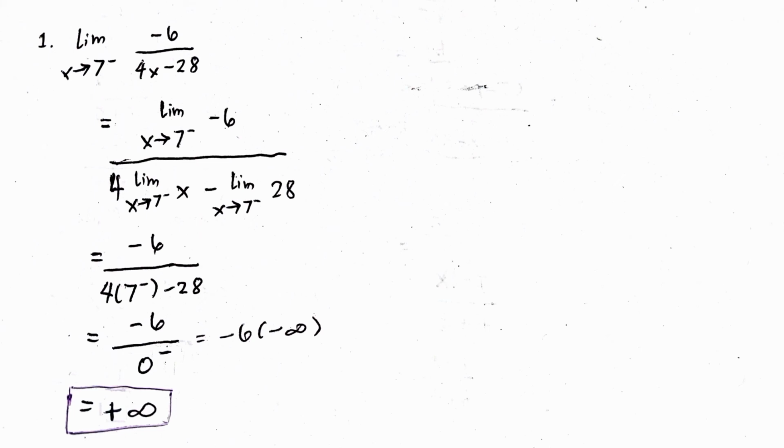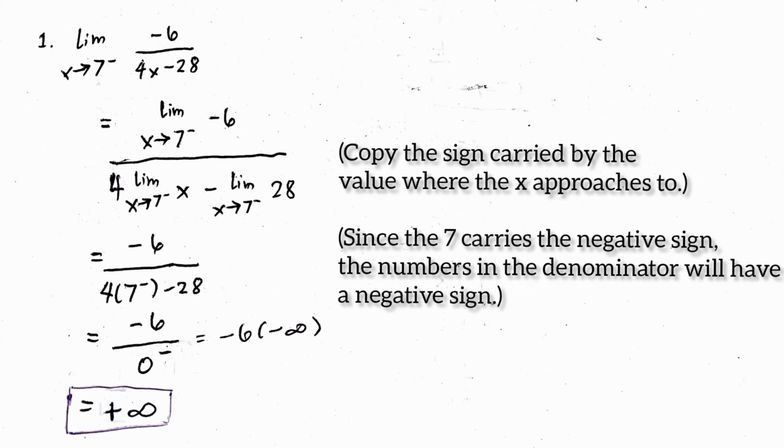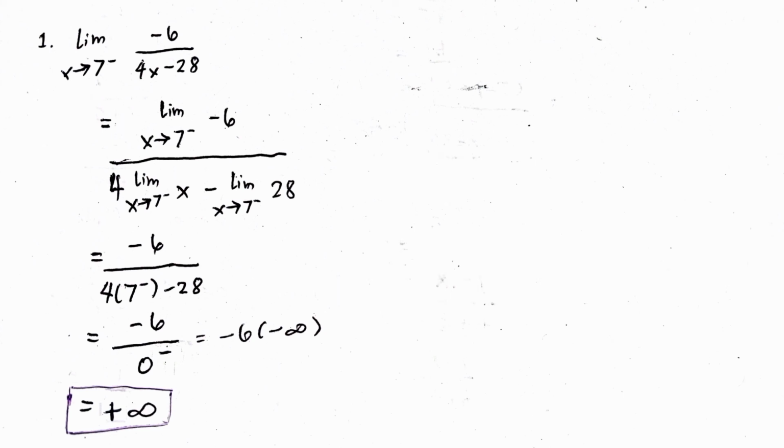Now the catch here is the sign that is carried. If it is to the left, copy the sign, which is the negative sign. But if it's to the right, copy the sign. So since 7 is to the left, the result of the denominator below will be to the left. So it is negative 6 all over 0 with the negative sign.